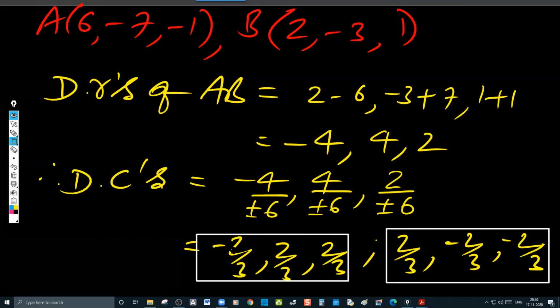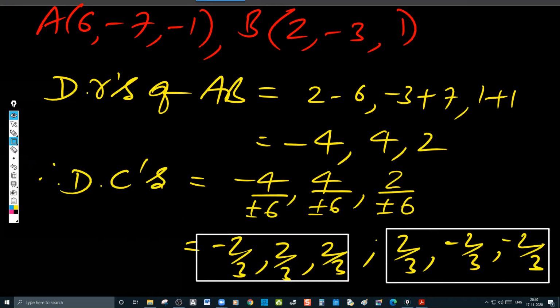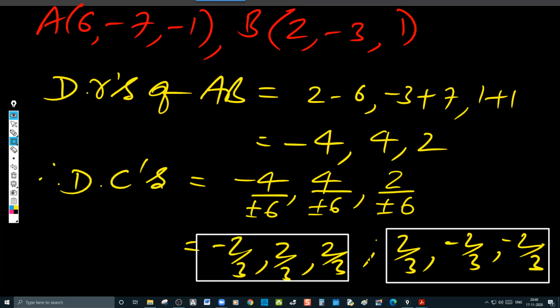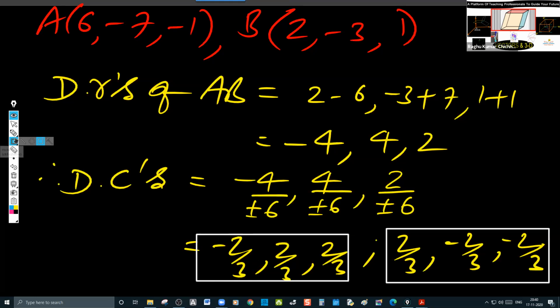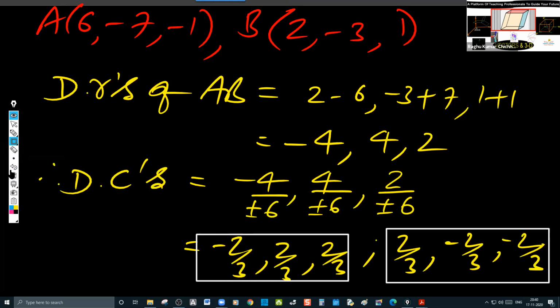This is cos alpha, cos beta, cos gamma. This is also cos alpha, cos beta, cos gamma. According to his question, this must make an acute angle with x-axis. Sir, then we'll get the second option, sir. Yes, sir, second one only. Minus, minus will become positive, and the other ones are negative. So it's obviously 2 by 3, minus 2 by 3, minus 2 by 3.